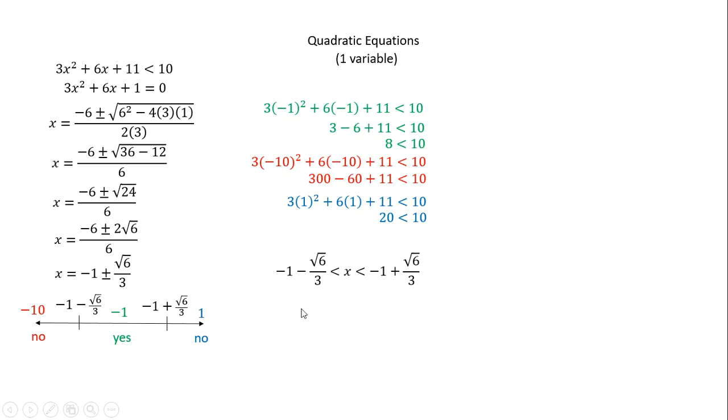Or you can put it all as one compound inequality, where the small one is less than x is less than the big one. And notice it started out as less than. We still have less than. We didn't magically get or equal to signs.